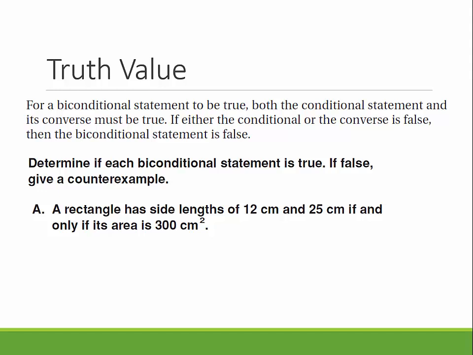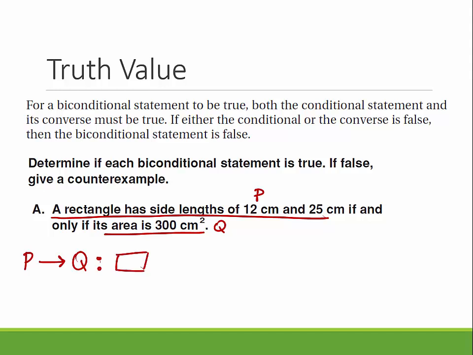A rectangle has side lengths of 12 centimeters and 25 centimeters if and only if its area is 300 square centimeters. So we have two things here: we have our P and we have our Q. So is it true going forwards, if P then Q? If a rectangle has side lengths of 12 by 25, 12 by 25 is the only possibility for area 300. If we do some quick math, yes, that one works.